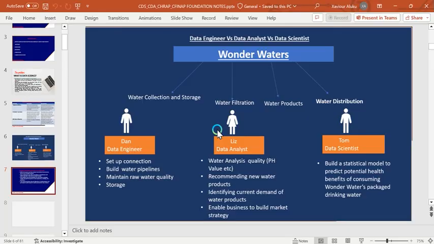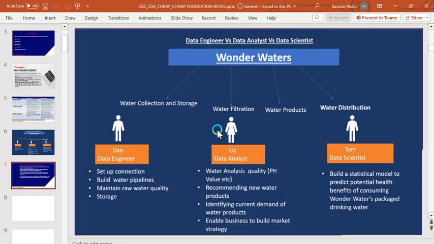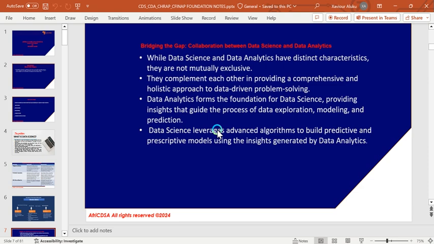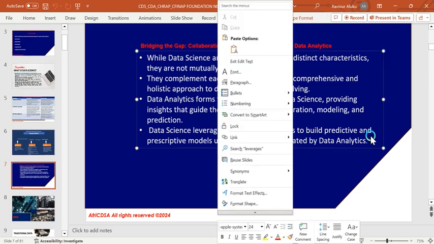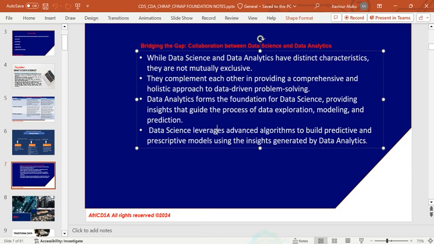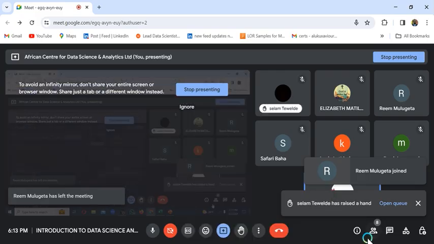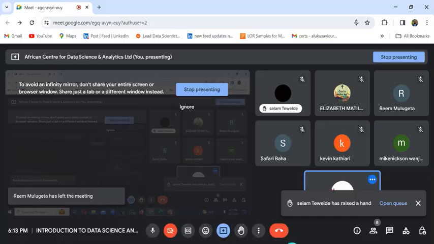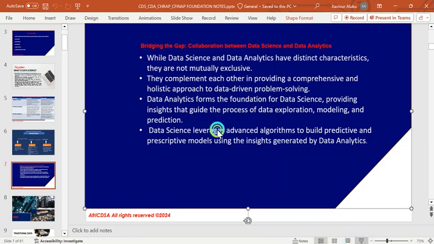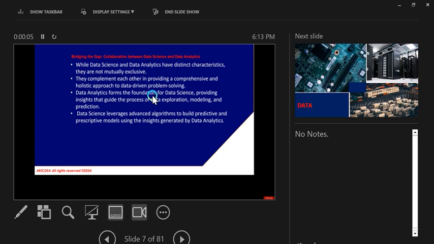Let me check if there is a question. Yes, Selam. Yes, sir. So you talked about Tom, and you said that Tom is responsible for building the statistical model. So do you have an example of how a statistical model looks like?